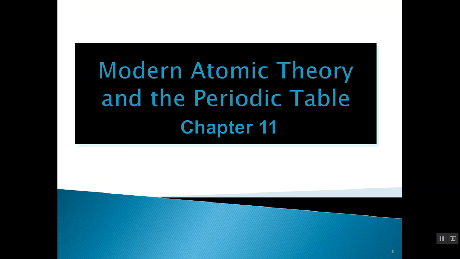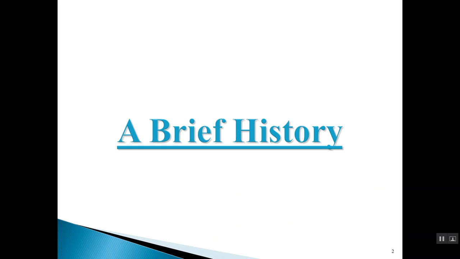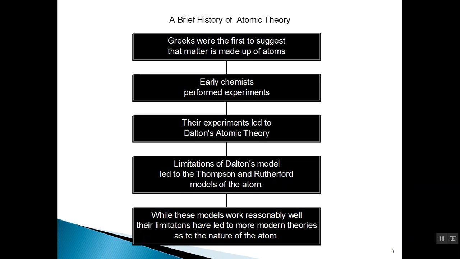Okay, so now we're going to start with chapter 11, which deals with the modern atomic theory and how it relates to the periodic table. First of all, we're going to get into a brief history about how we arrive at our current understanding of the structure of the atom.